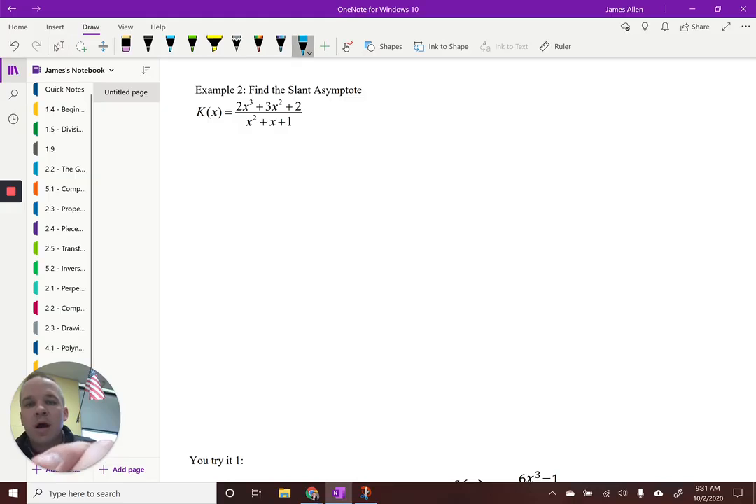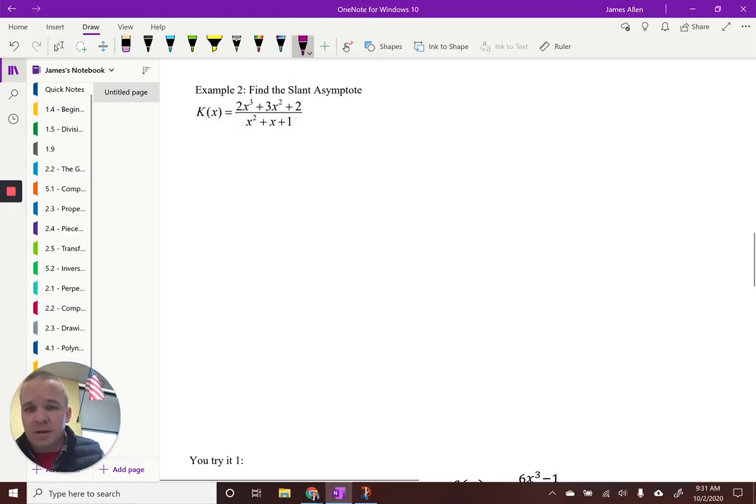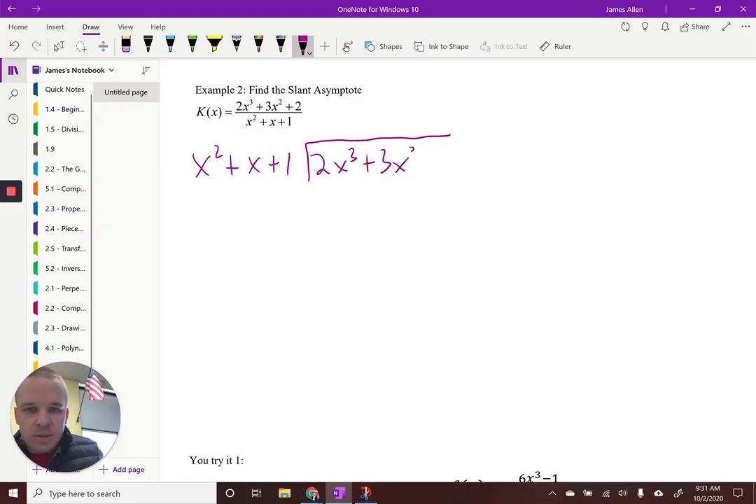We're not going to. There are some fancy methods, I believe, where you can do that. Never something that I'm going to use. I don't have any interest. I'm going to go with my long division. We can handle this, okay? So when I set this up, I'm going to have x squared plus x plus 1, and then inside we're going to have 2x cubed plus 3x squared. I am missing my linear term, so plus 0x plus 2.